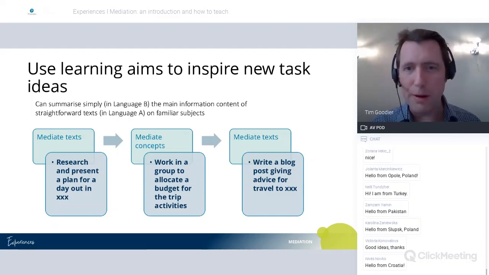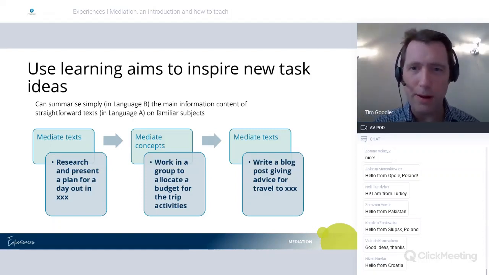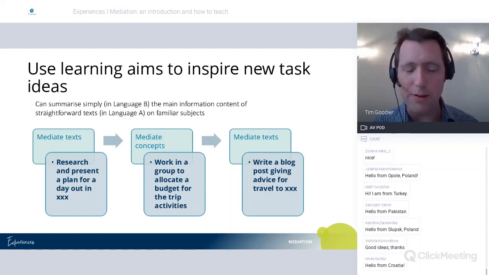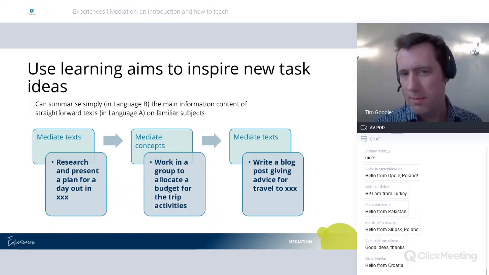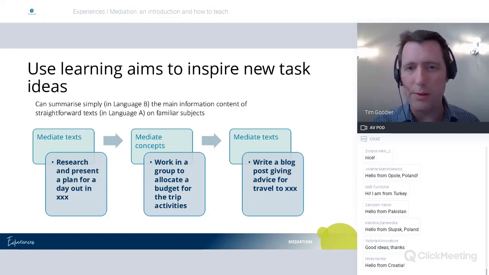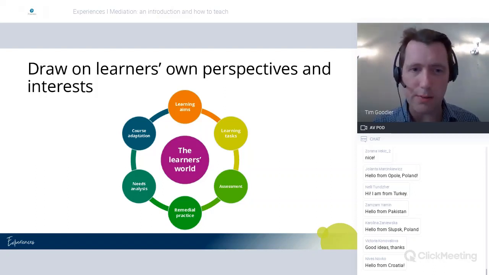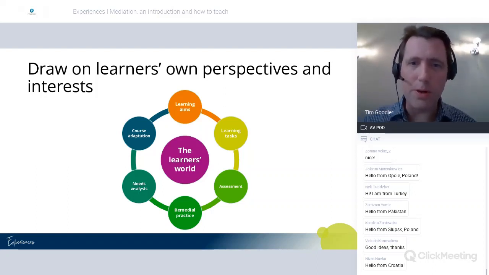If they all have maybe their own fantasy budget to chip in and agree what to prioritize and what to jettison from the itinerary. But also it might be writing a blog post giving advice for travel to a given destination that they've read about, either through travel brochures or through the internet. And of course, this is something that they could research themselves outside of the lesson before the mediation activity. So it's a real opportunity to think again about how we make use of learners' own perspectives and interests in the classroom.